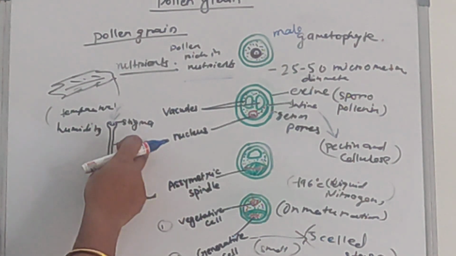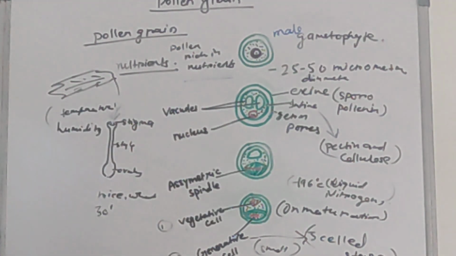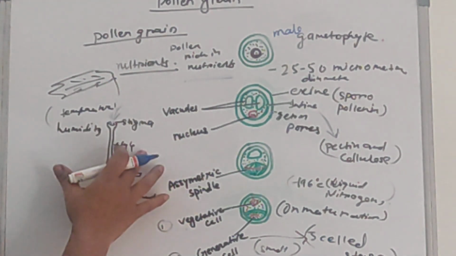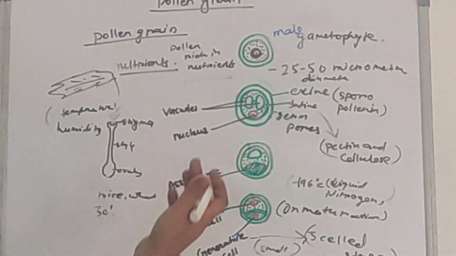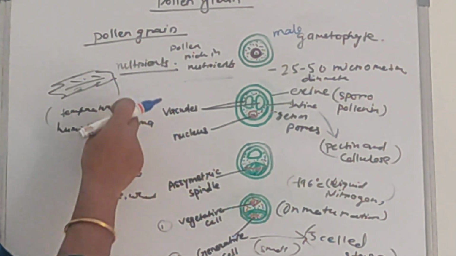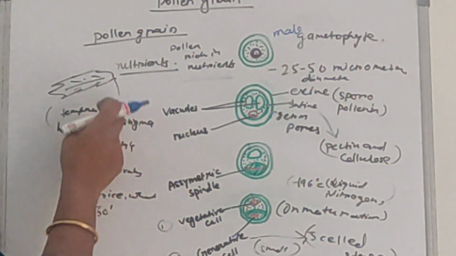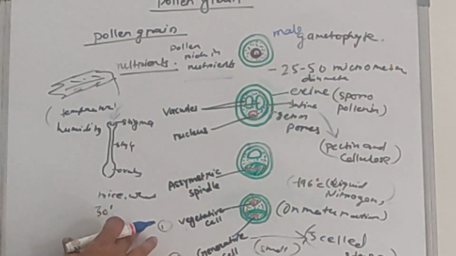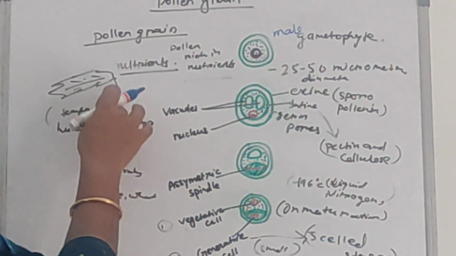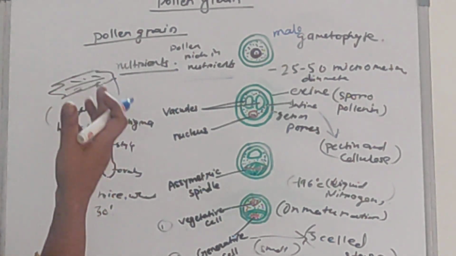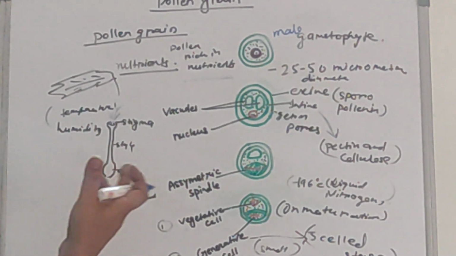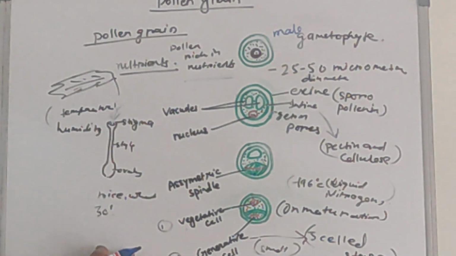Why? Because they have to take part in fertilization, and if they are not viable, how will they do fertilization? What chapter are we reading? Sexual reproduction in flowering plants, so they need fertilization. After shedding, pollen grains have to reach the stigma before they lose their viability. Now, how long do pollen grains retain viability? It depends.